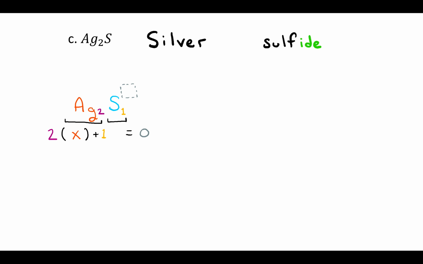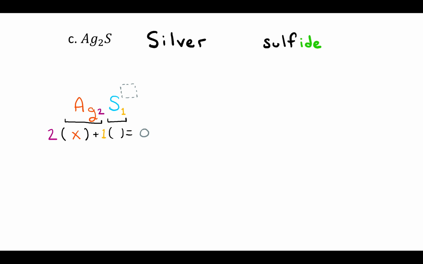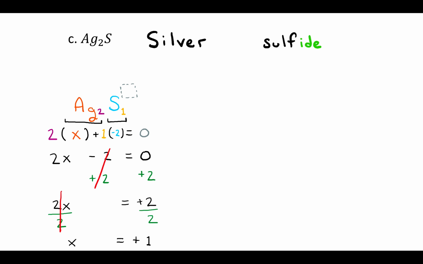I only have one sulfur because it doesn't have a subscript written in, and the charge on sulfur, because it's in column 6A, group 6A, is -2. So I'm going to write in -2 there. Now I have 2X minus 2 equals 0. First add 2 to both sides. It cancels on the left. You have 2X equals positive 2. Then divide both sides by 2. It'll cancel on the left, and you'll be left with X equals positive 1.